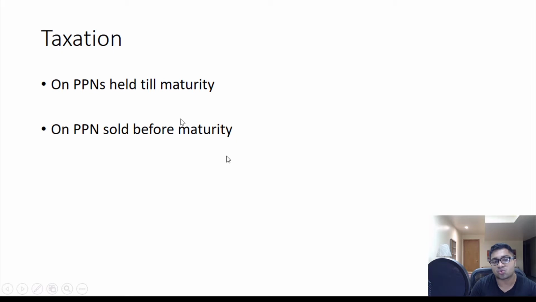Now if PPNs are sold before maturity, then the income that they generate is treated as capital gain. So it is sometimes far better to sell a PPN before maturity than keep it till maturity, because capital gains have a 50% deduction in Canada. So only 50% of capital gains are taxed. So it is sometimes better to have PPNs till maturity. Interest has 100% taxation, no deduction. So that is there. For the exam, you have to be extremely careful. PPN till maturity will be taxed as interest. PPN sold before maturity will have capital gain.